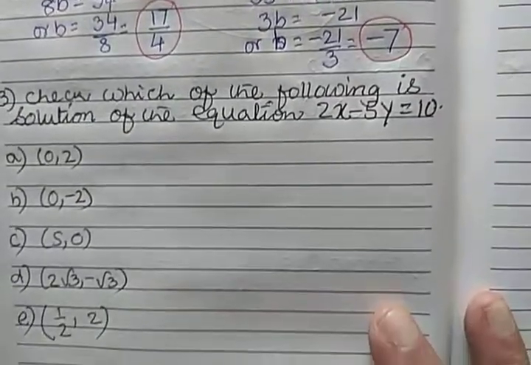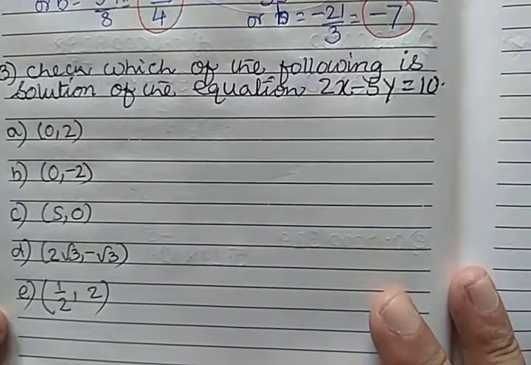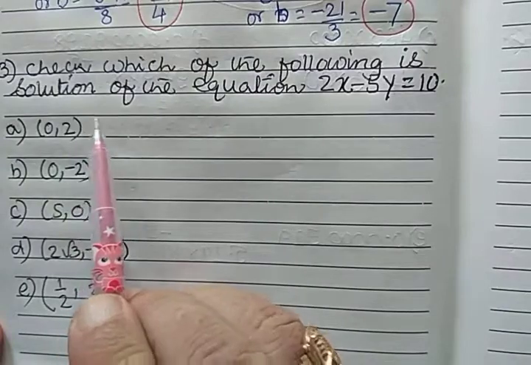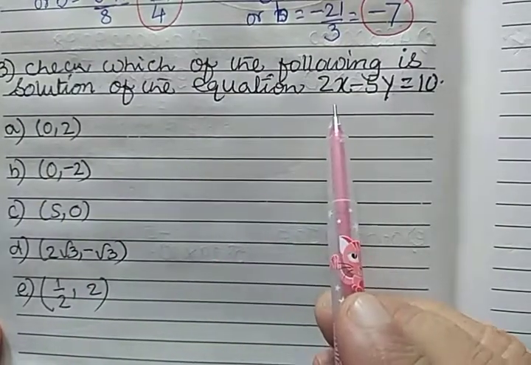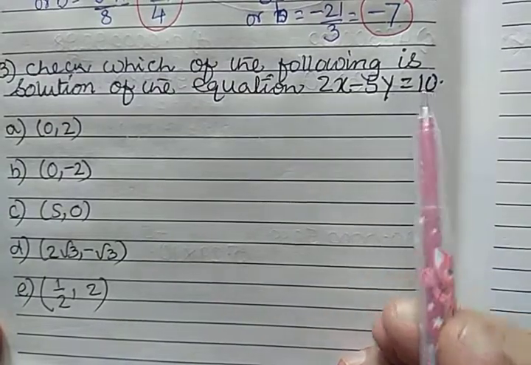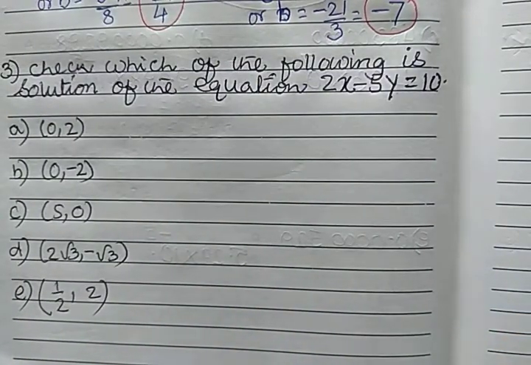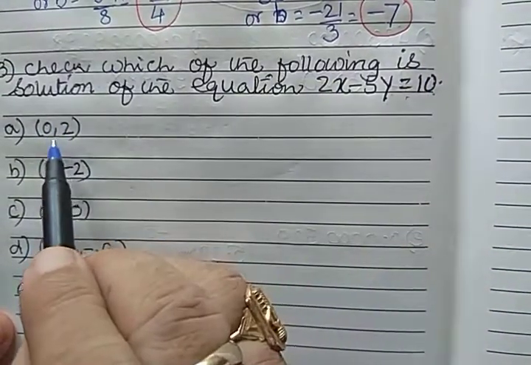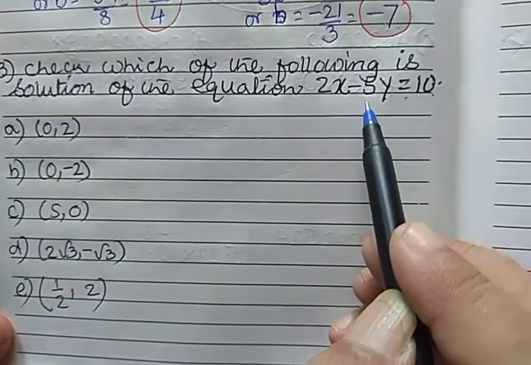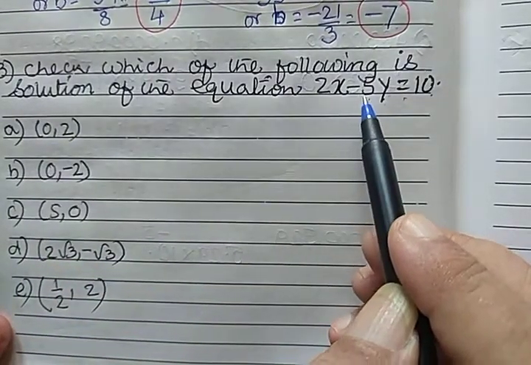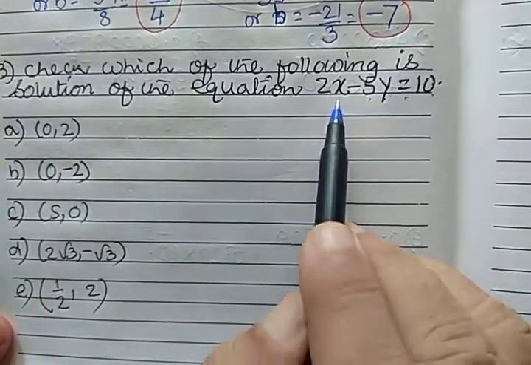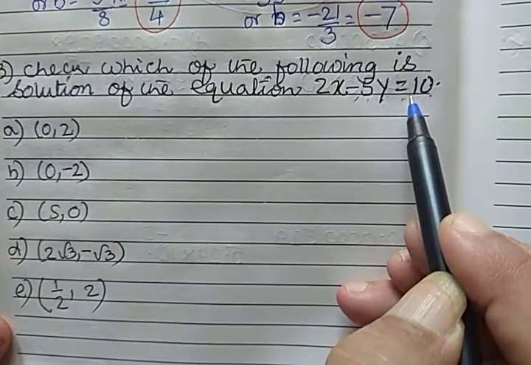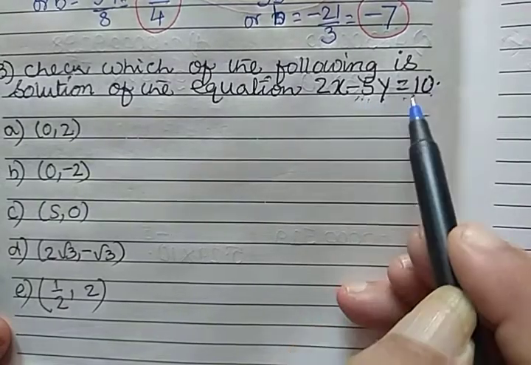So now let us do another sum. Third one. Check which of the following is the solution of the equation 2x minus 5y is equal to 10. So the equation is 2x minus 5y is equal to 10. Now we have to check whether (0, 2) is a solution for this. If it is a solution, when we replace the values of x and y by 0, 2, then LHS should be equal to RHS.